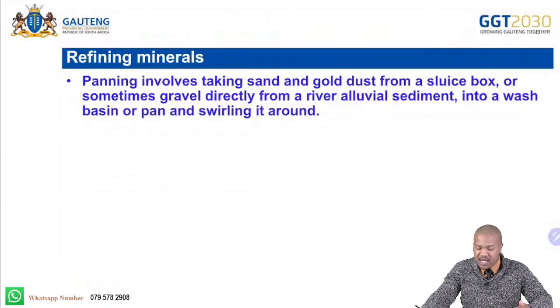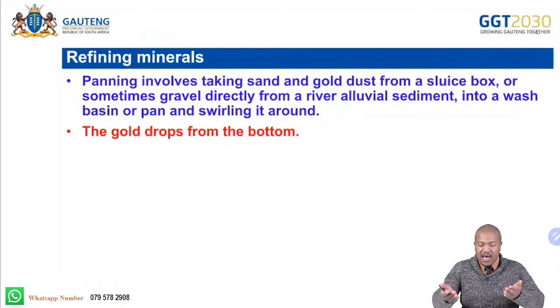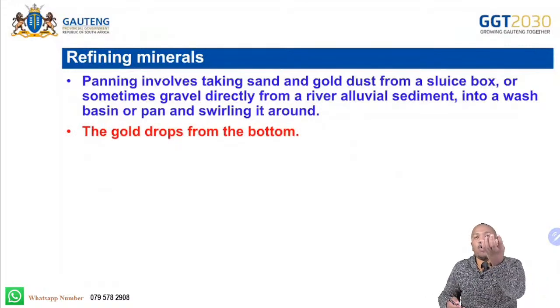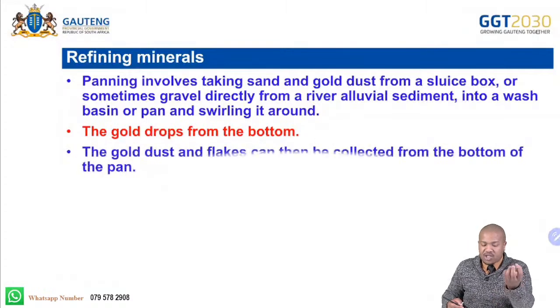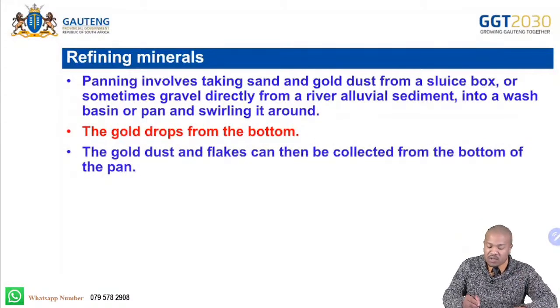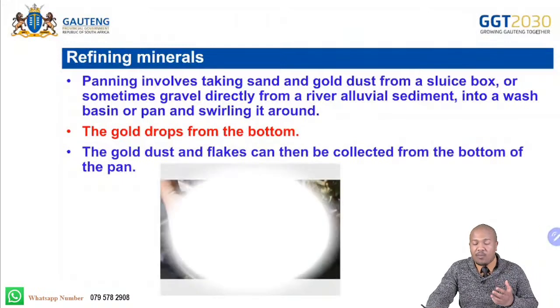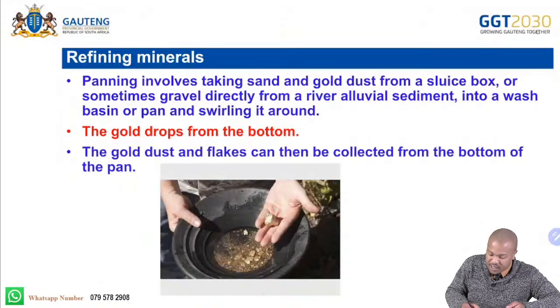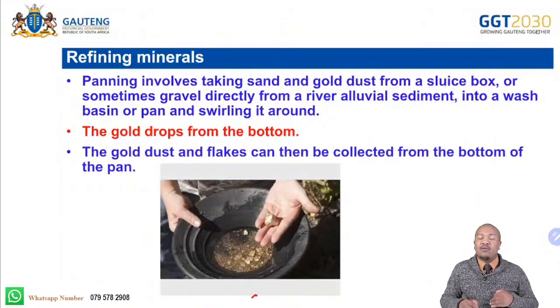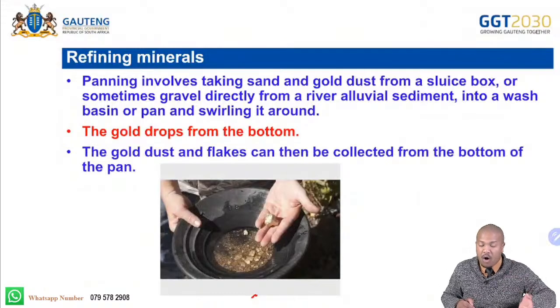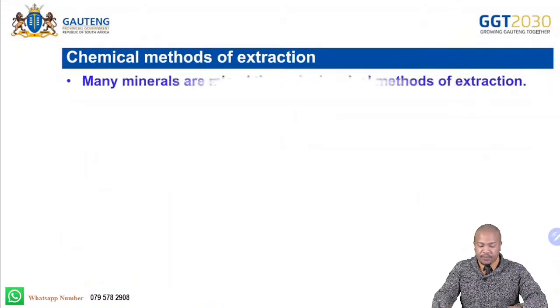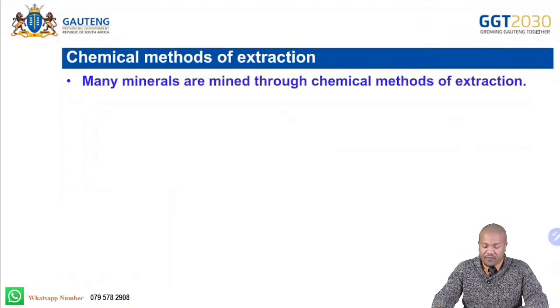It involves taking sand and gold dust from a sluice box, or sometimes gravel directly from a river, alluvial sediment, into a wash basin or pan and swirling it around. As we swirl it around, what happens? The gold drops to the bottom. As it drops to the bottom, the gold dust and flakes can be collected from the bottom of the pan. So as you can see, it is an easy process that helps us to extract gold from its ore.